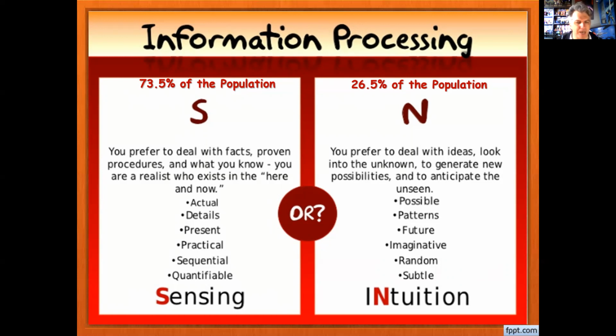So again, a little bit more imaginative, random, and subtle over there. Again, 3/4 of the population will come up with a score that is an S, and about a fourth of the population will come up with a score that is an N.